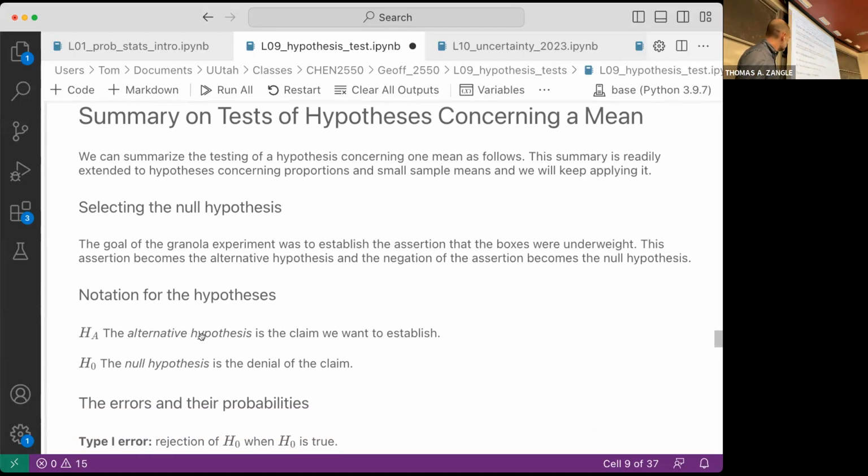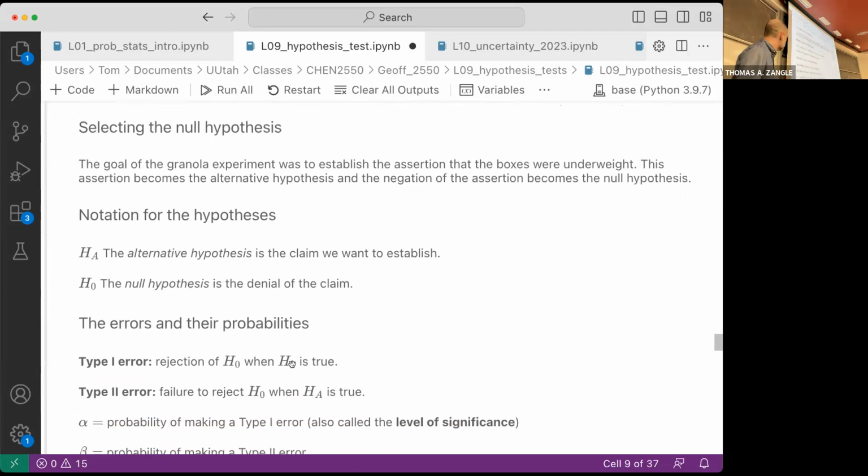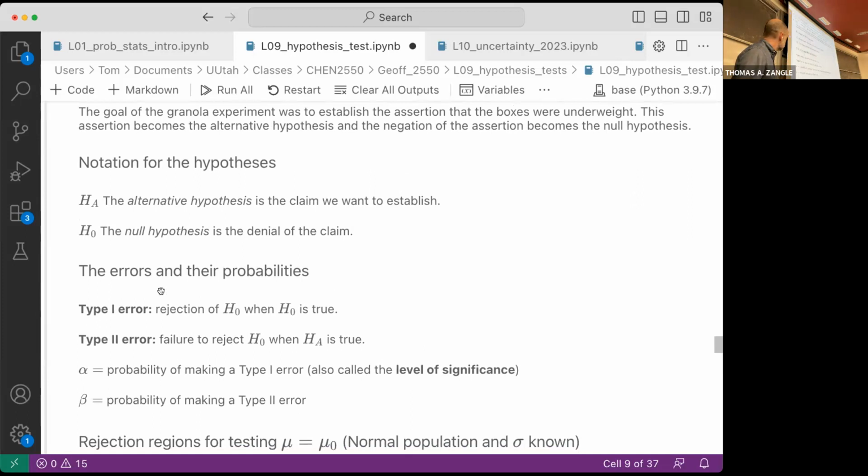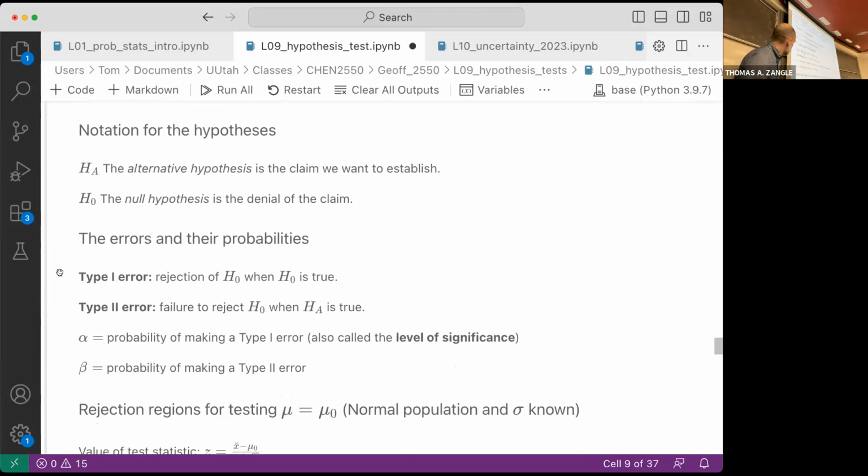HA is the alternative hypothesis. It's typically the claim that we want to establish. The null hypothesis is the denial of that claim. It's the thing that we're trying to argue against. There are different types of errors, and we'll go into more detail on this in future lectures, but what we call a type 1 error is the rejection of the null hypothesis when the null hypothesis is actually true.